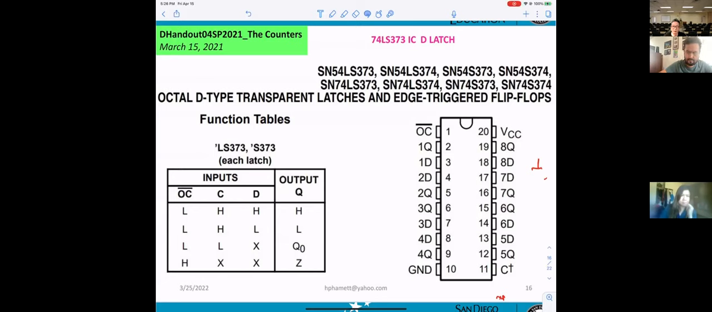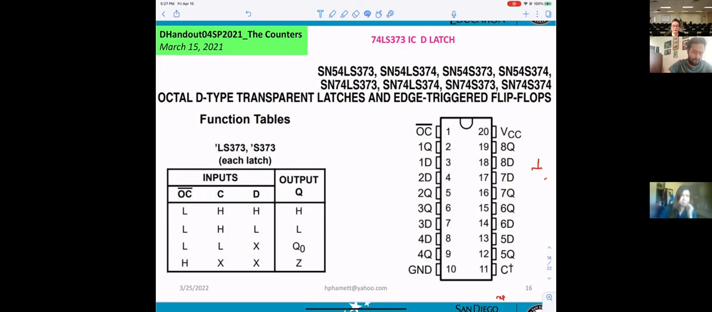Okay, now, I'll go into a little more detail on this very general IC you can see all the time in the circuit board. This IC we call 373. Okay, SN54LS373, or SN74LS373 will be exactly the same.